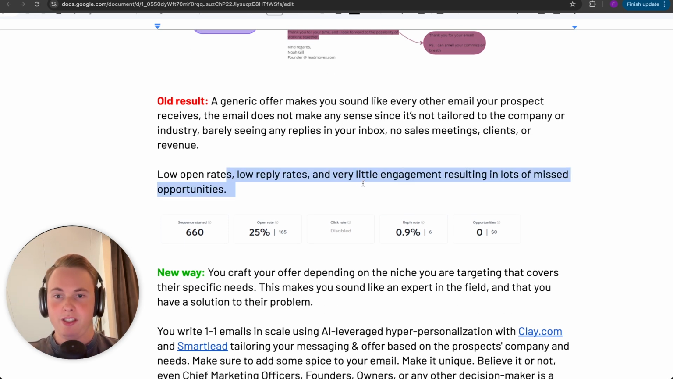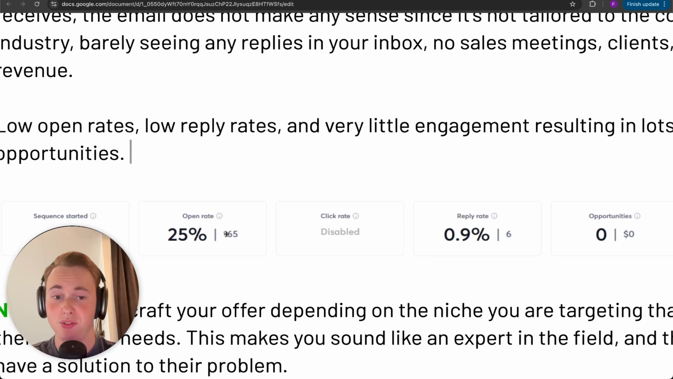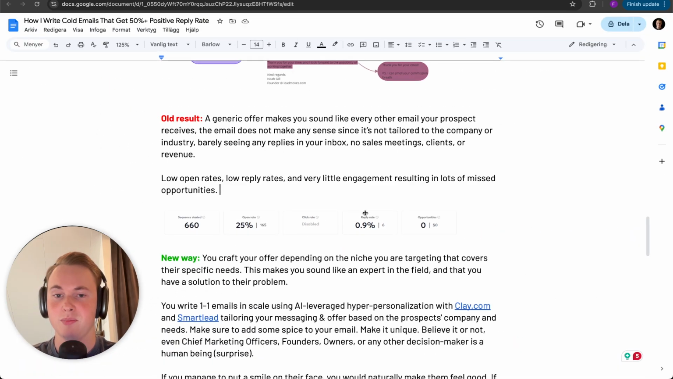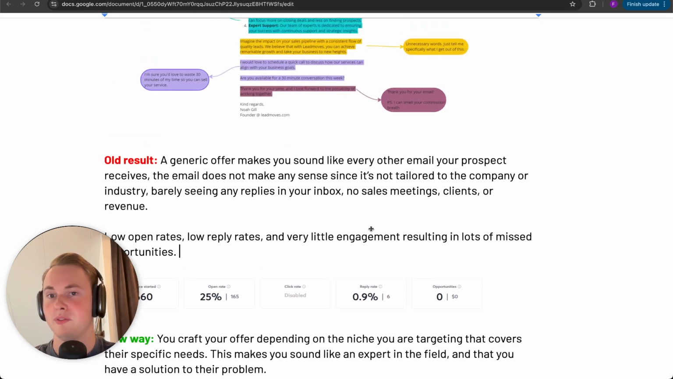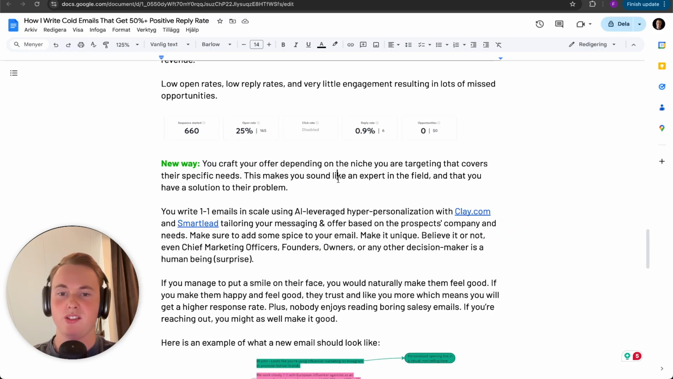So you would get low reply rates, end up as spam, get low open rate, just as the case here in this picture. You get like a 25% open rate, if even that, and a 0.9% reply rate is probably something you would see if you do it this way. But the new way of how we want to do this is that you craft your offer depending on the niche you're targeting that covers their specific needs, which also makes you sound like an expert in the field, and that you have a solution to their problem.